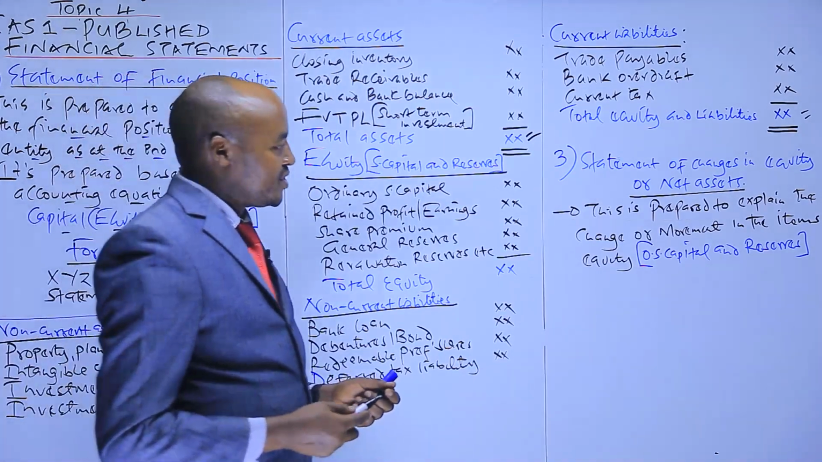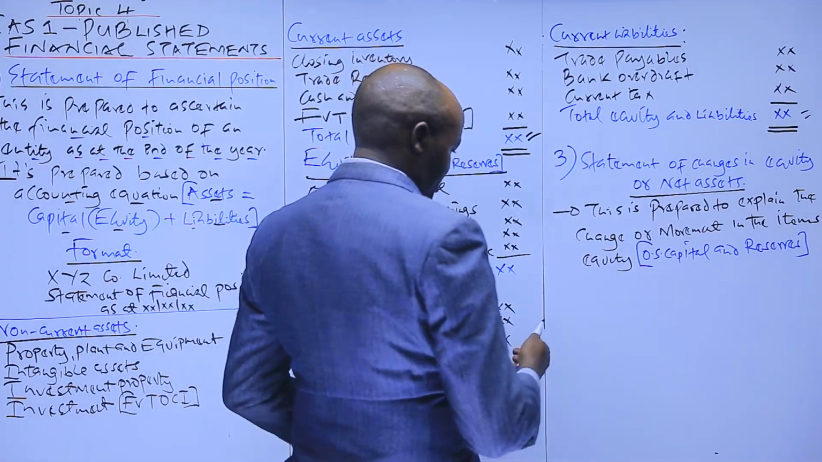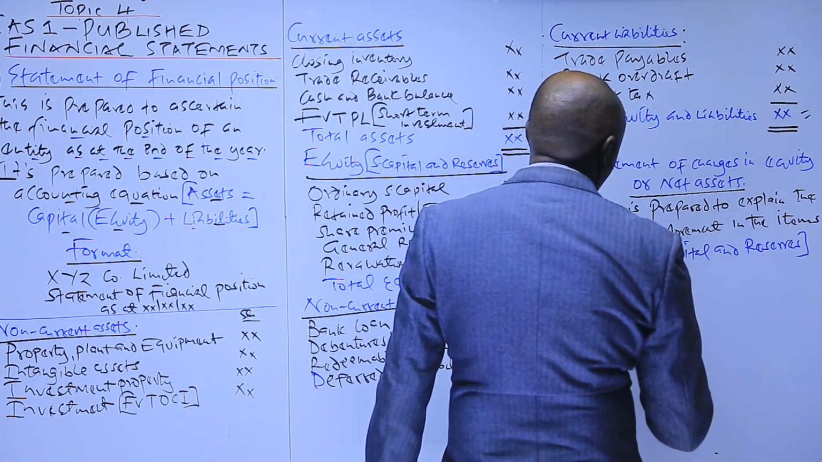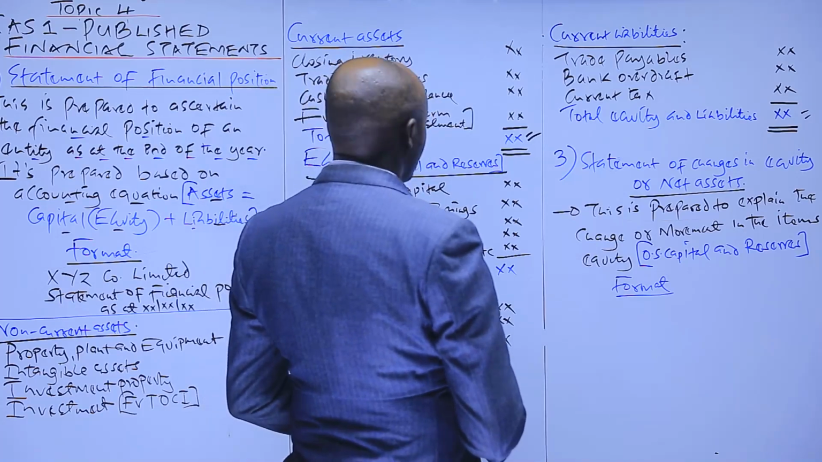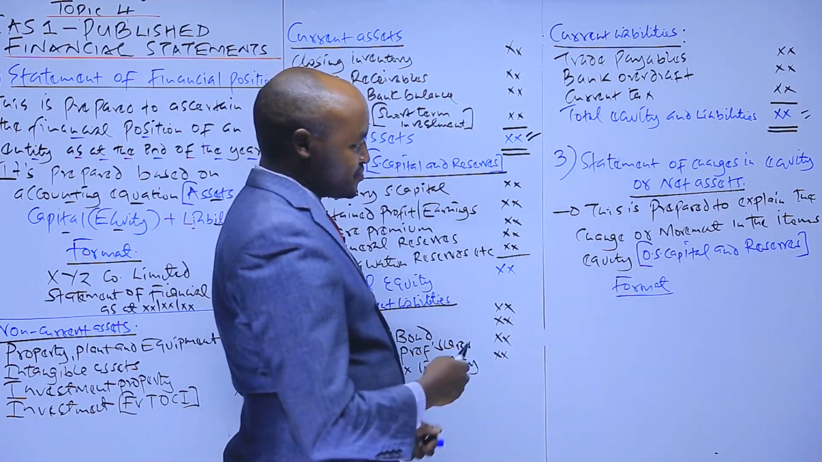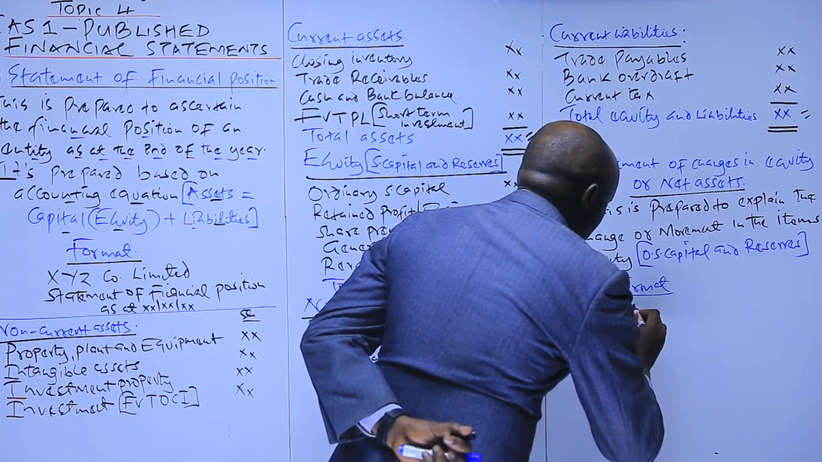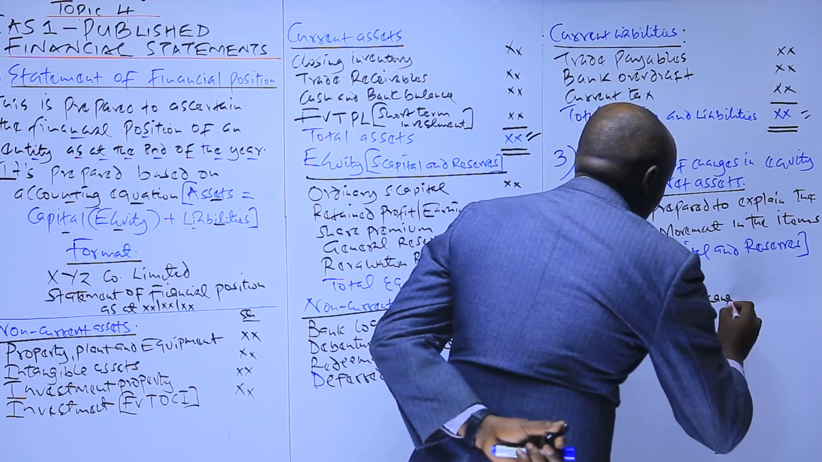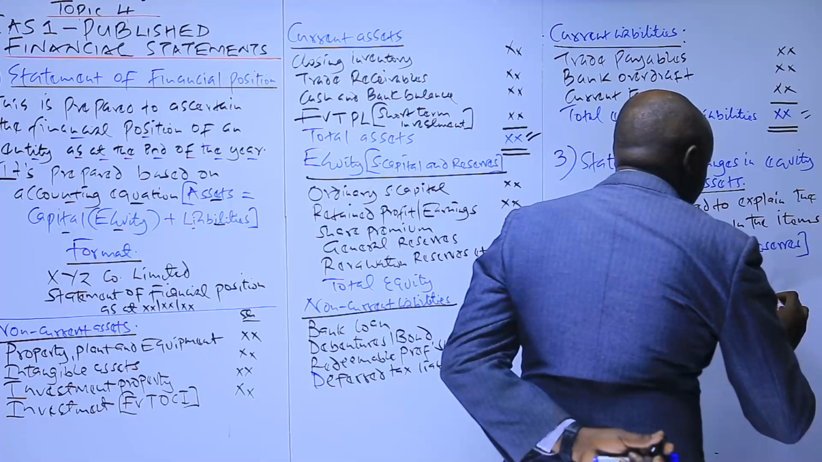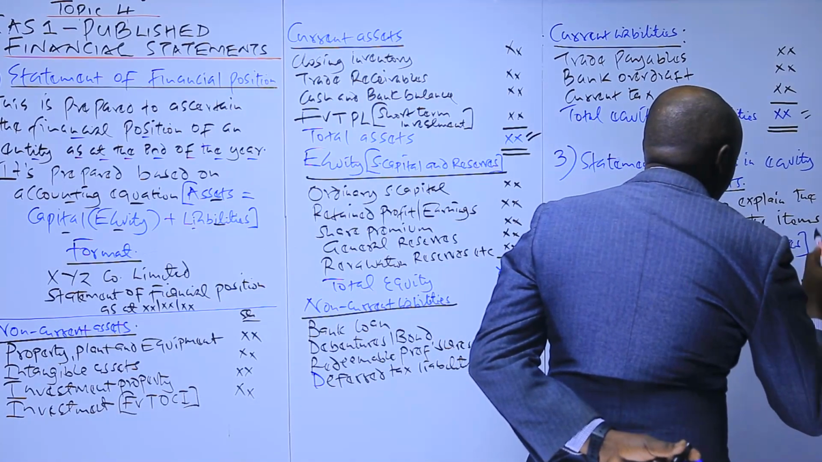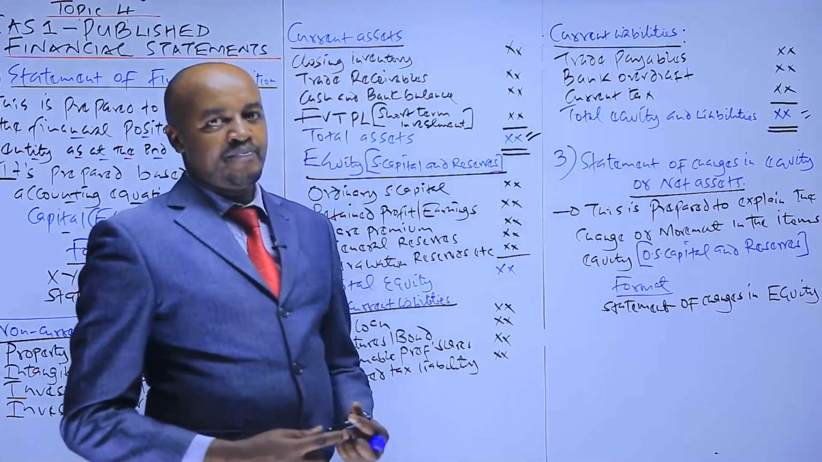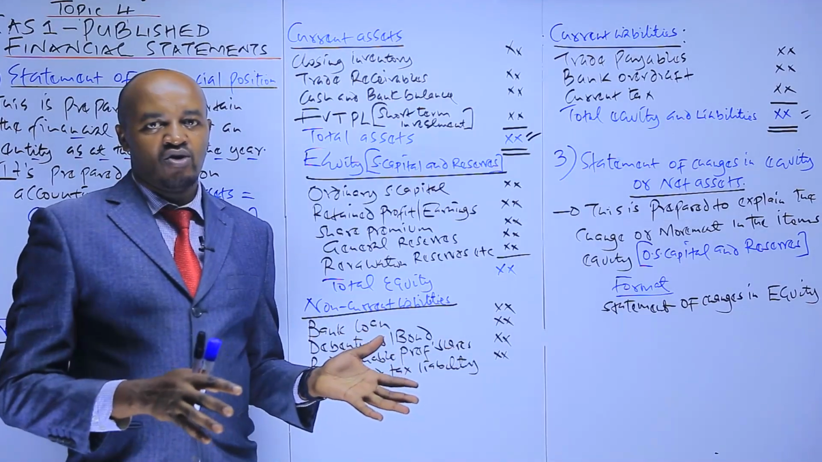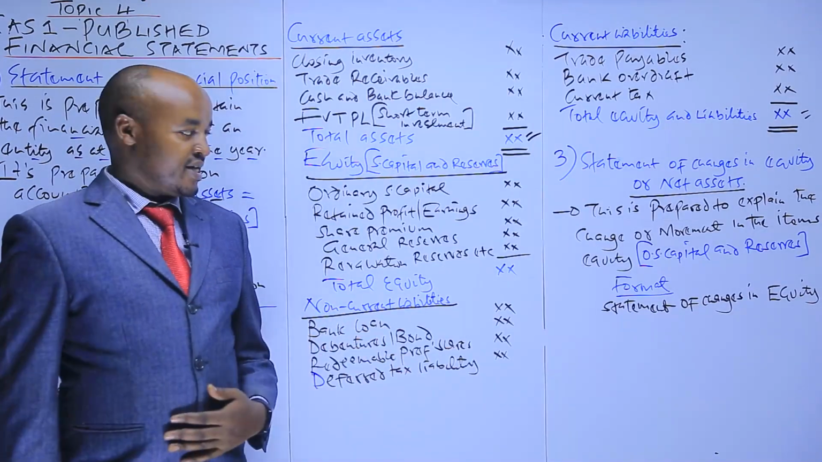So then from there we can proceed and look at the format. How do we prepare a statement of changes in equity? Always we start with the details column, and then we have columns equal to the number of items of equity the company had in a certain year.